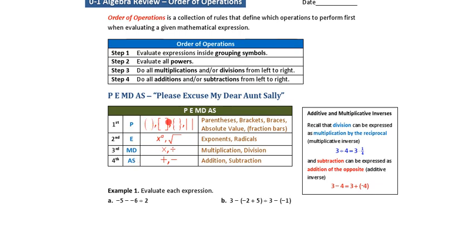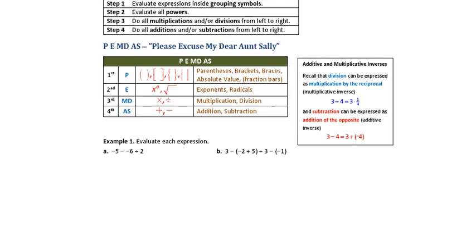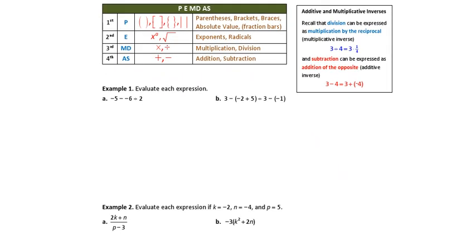So you can have parentheses, brackets, braces, absolute values, even fraction bars. The E is exponents. It can be radicals too, so it's all your powers. So you can have something to a power of A, or you can take the square root or cube root of something. The MD is multiplication and division, and then the AS is addition subtraction, so PEMDAS. So here, we're going to go ahead and start doing that.